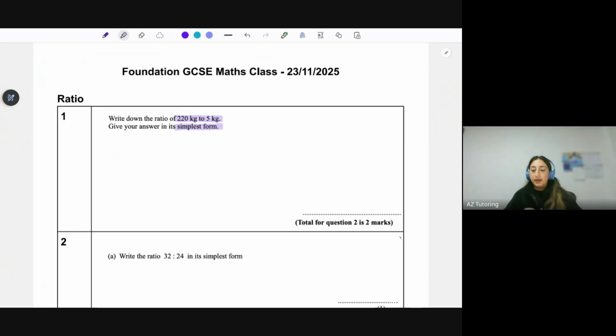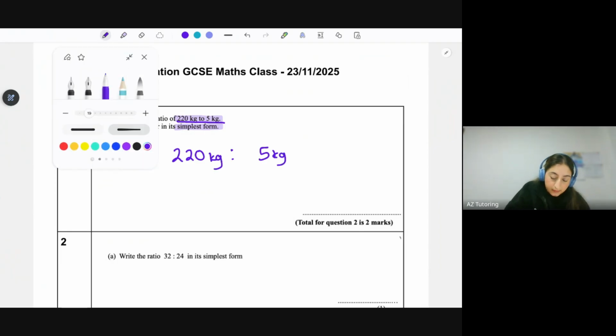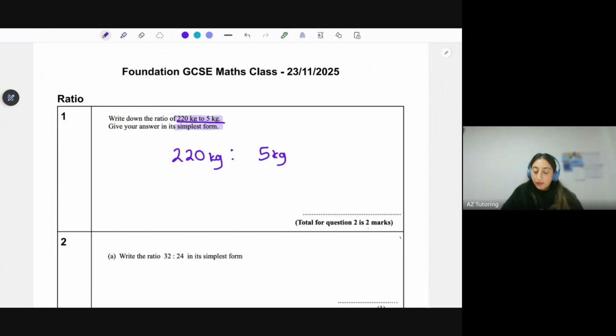This is a very typical exam question that comes up in the foundation and the higher papers in the first couple of questions. Write down the ratio and simplify it. So we know the ratio is given to us, 220 to 5 kg. So I've written my ratio, and this question is 2 marks. So you will get 1 mark for just writing this, even if you don't simplify it down.